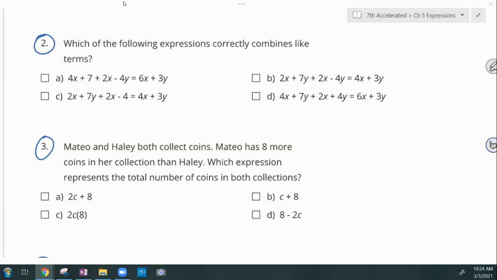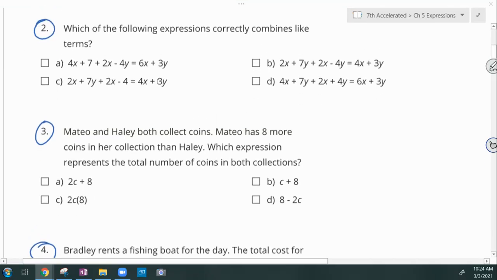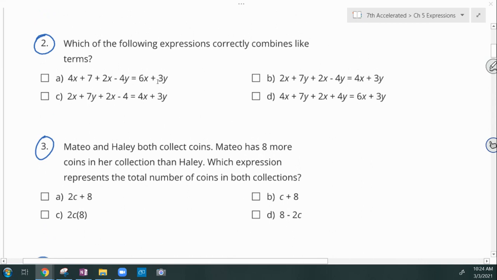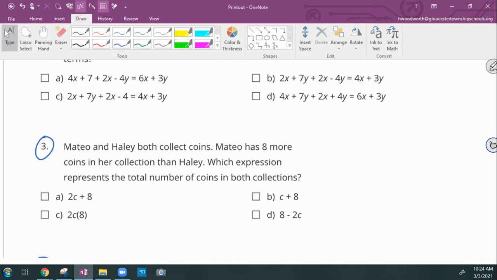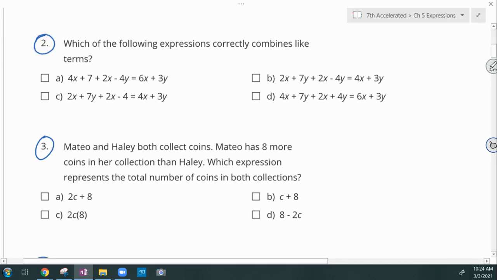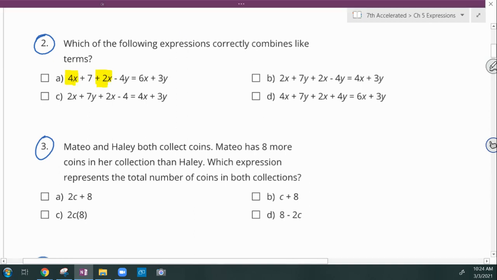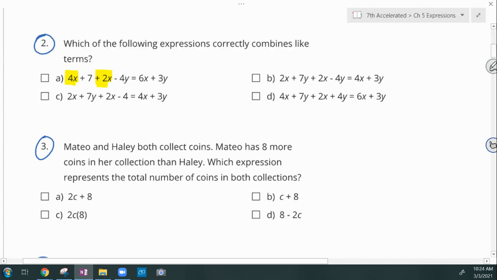Hey, this is our test, and here are the problems that we had the most difficulty with. Okay, this was a tricky problem just because it was really four problems in one problem. So I'm just going to show us how we can combine these like terms to make sure we get the right one. Well, like term, like term. All right. This guy is a constant.